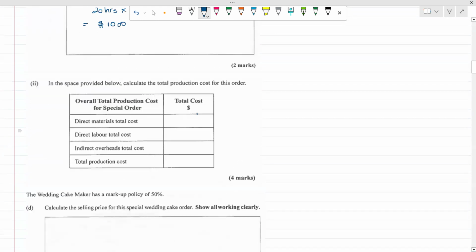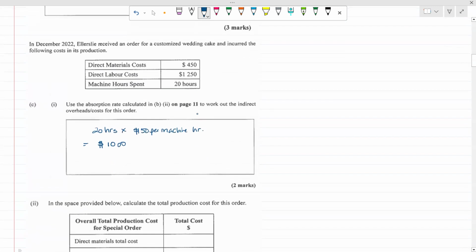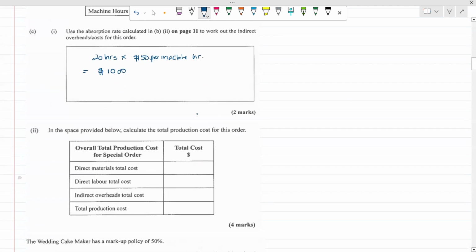So the direct materials total cost was $450. The total labor cost was $1,250. And the total indirect cost associated with this order was 1,000. So 1,000 plus 1,250 plus 450, 2,700. So this is how we come up with the total production cost for a job.